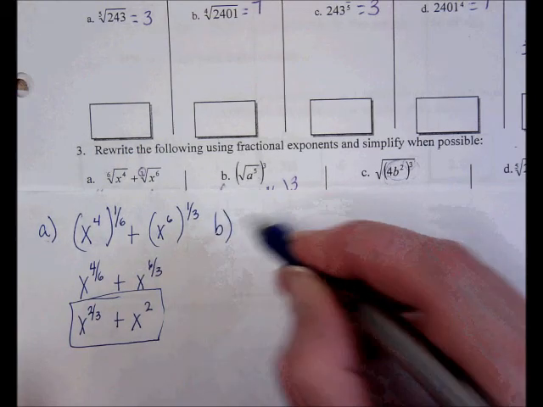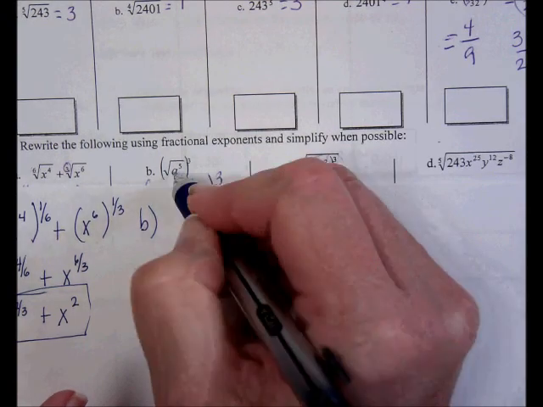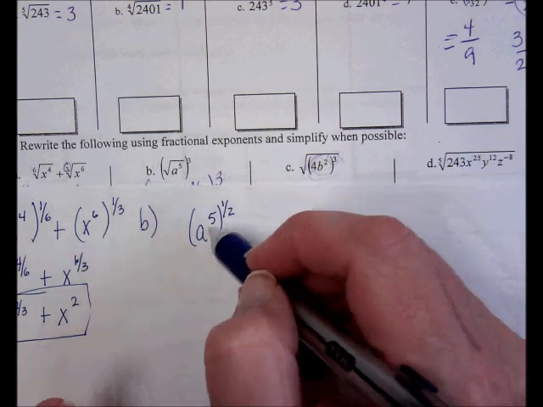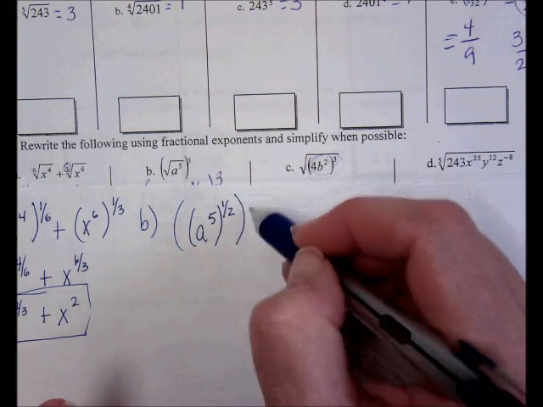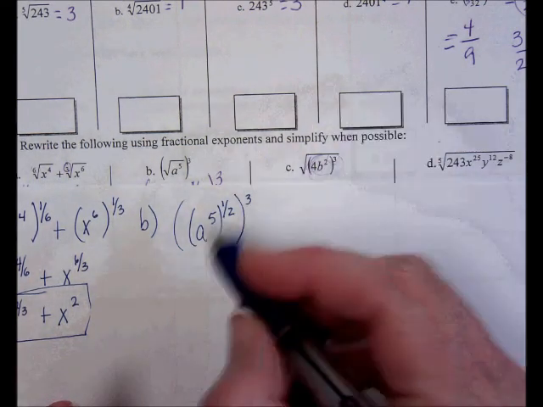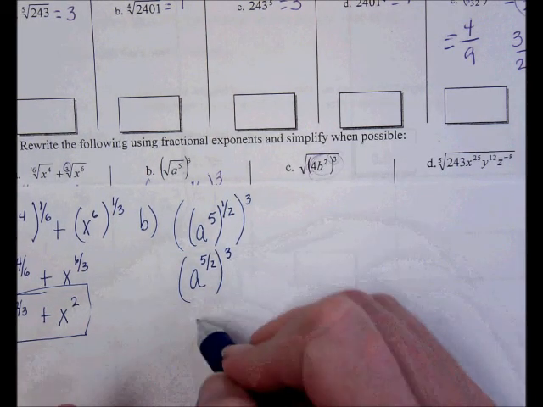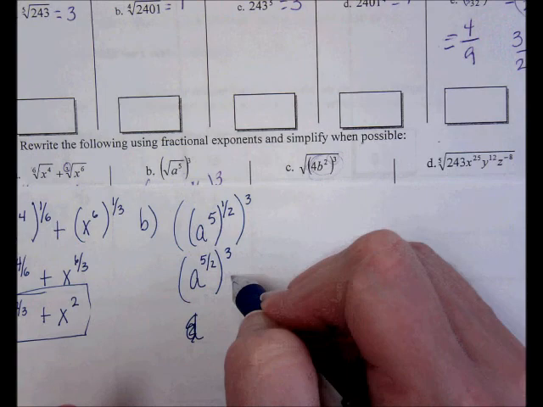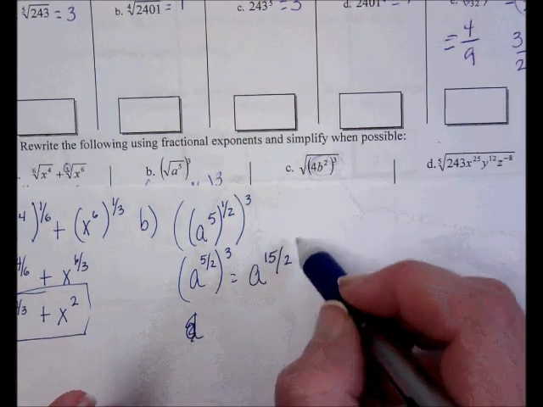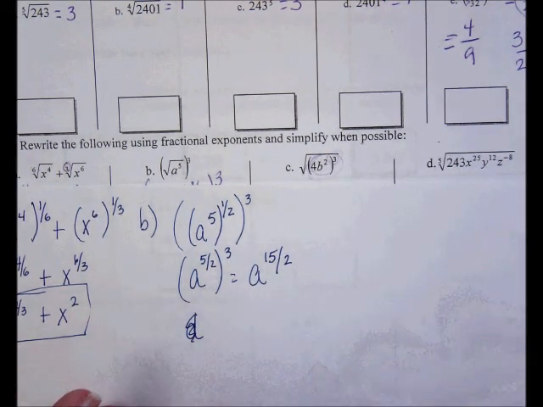Looking at b, we can apply the same type of concept. I have a to the fifth inside the radical, and to take the radical away, that's the square root, so I'm going to take it to the 1/2. Then I have that whole quantity, and it's to the third power. So I have to work from the inside out. First I have a to the 5/2, and I have to take that to the third power. So then I have a to the 15 over 2, because taking a power to a power, I just multiply my exponents.